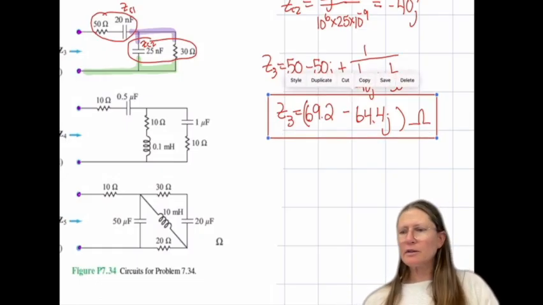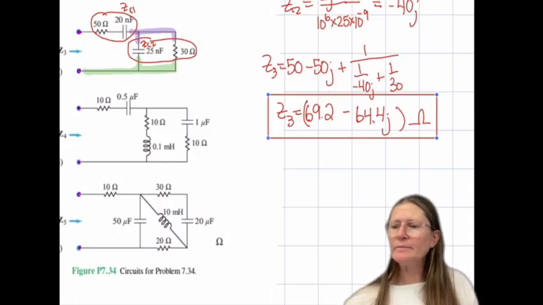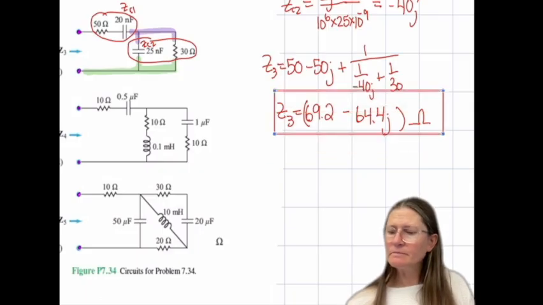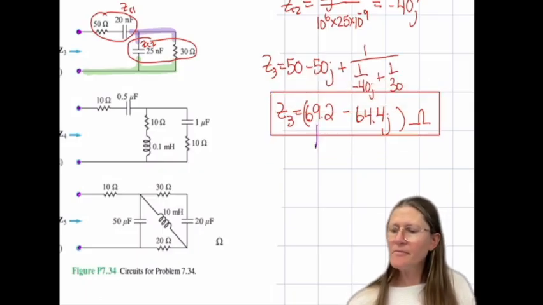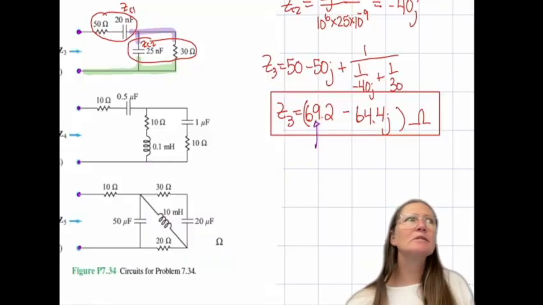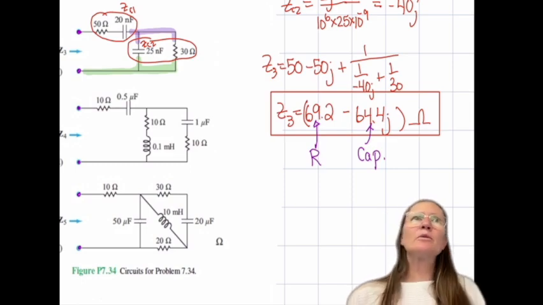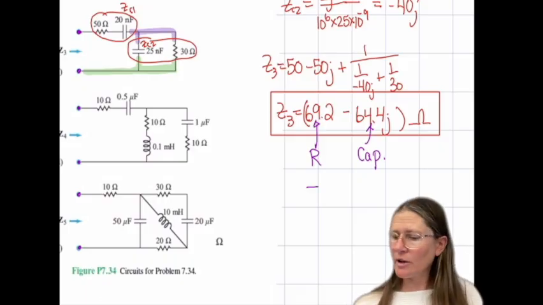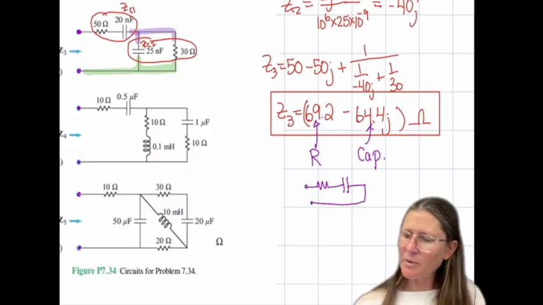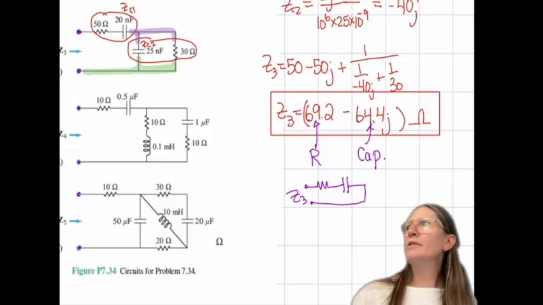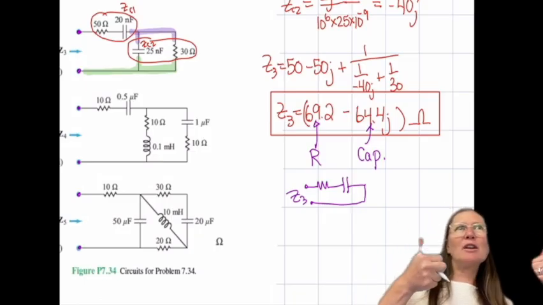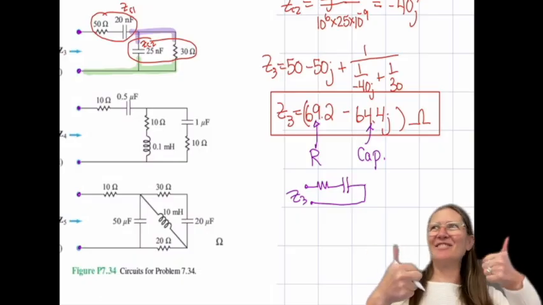What does this look like component-wise? It's an R, correct? What's this one? Capacitor, correct. So it would be a resistor in series with a capacitor. Is that equivalent C3? Okay. All right, any questions on that one? Yes, people got it? No? I got several yeses. Great. Okay.